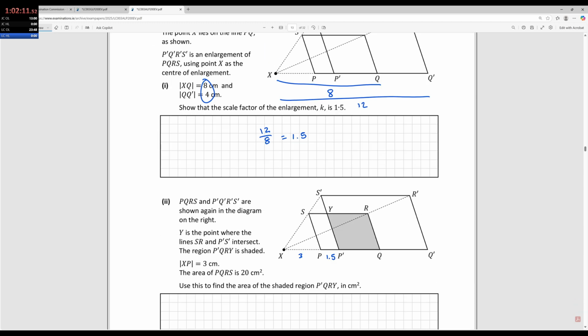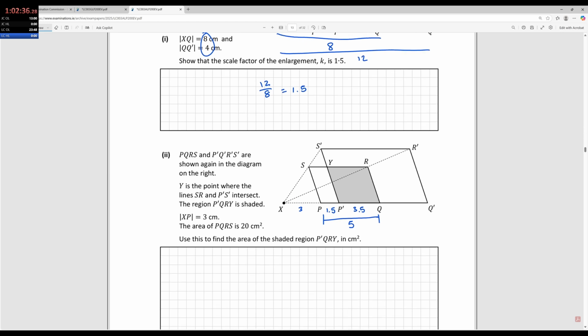And we know that X to Q is 8. That's what they want us to use. X to Q is 8. So that means from here to here is 5. And here to here is 3.5. That's what we needed, I think. Yeah. We didn't need the 3.5 actually. The area PQRS is 20 and we only needed the 5.